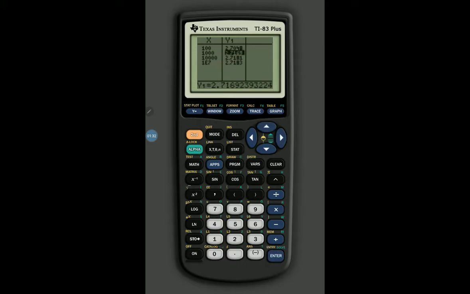You can see over here, we started at 2.7048, and then we progressed pretty much to 2.718. So when we type e in our calculator to get a decimal representation, that's what the calculator is doing. It's finding that limit as n goes to infinity of 1 plus 1 over n to the nth power, and that's the number that results from that limit.